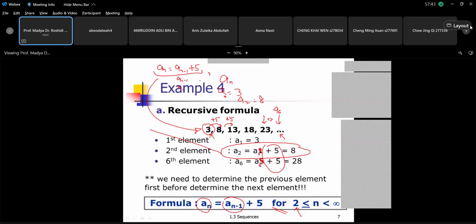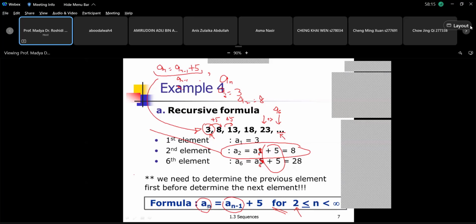And then we don't know the ending point. So once we don't know the ending point, we can't put equal here, without equal. And what is the value here? Because this is 'and so on', it means infinity. So the complete formula for this sequence we can write as a_n equal to a_(n-1) plus 5, for 2 less than or equal to n, because we utilize n variable.